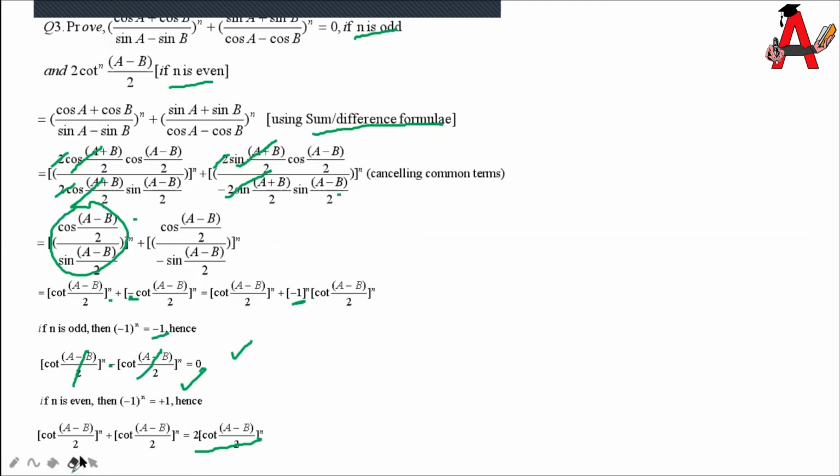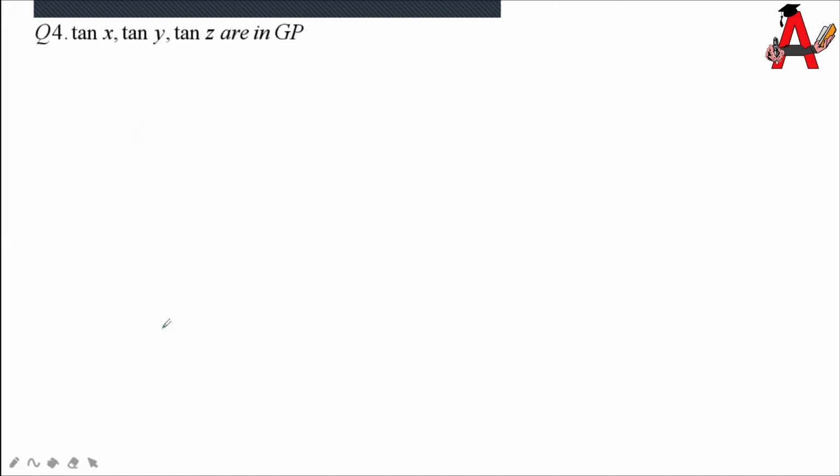Now I will remove this in case you want to write it down or take a screenshot. You can. This is the third question of the ISC portion for 11th standard maths. The next question is: if tan x, tan y, and tan z are given in GP, that is geometric progression, you have to prove that cos 2y is equal to cos of (x plus z) upon cos of (x minus z).